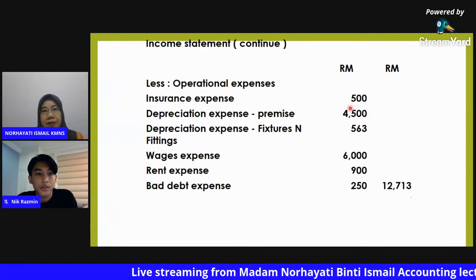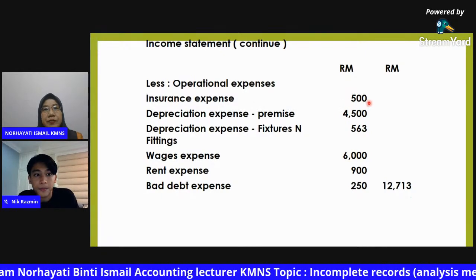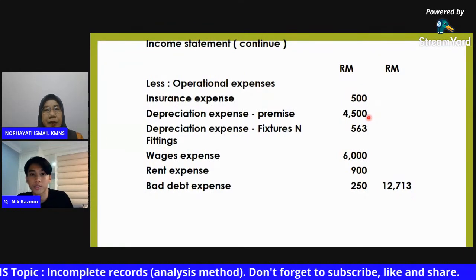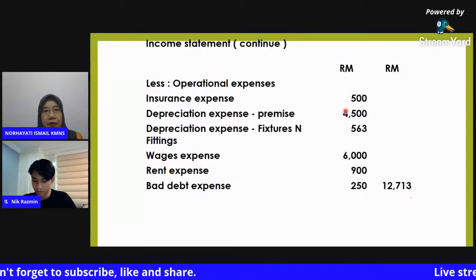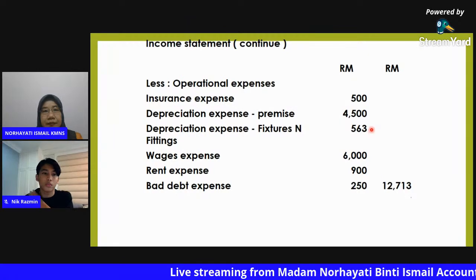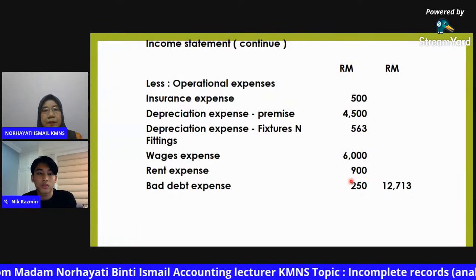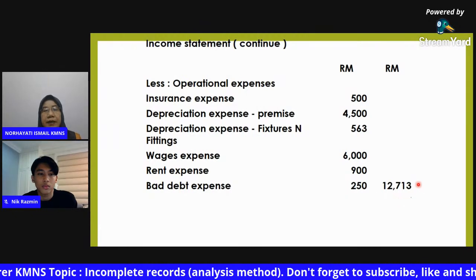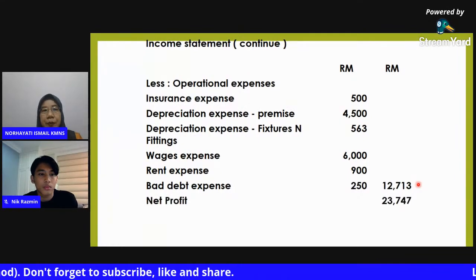Okay, insurance expenses. Just now we made an adjustment under insurance, prepaid insurance. So we have a missing figure for insurance expense. Depreciation we have calculated for premises, so we calculated it separately. This one is for fixtures and fittings. Wage expenses 6,000, rent expense, bad debts expense. So the total for operational expenses is 5,713. So net profit 23,747.